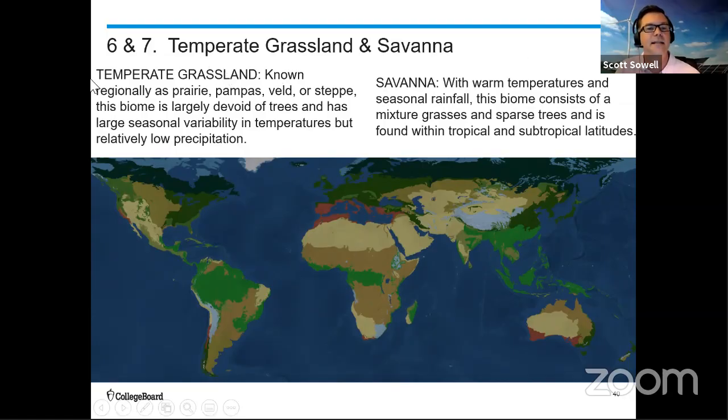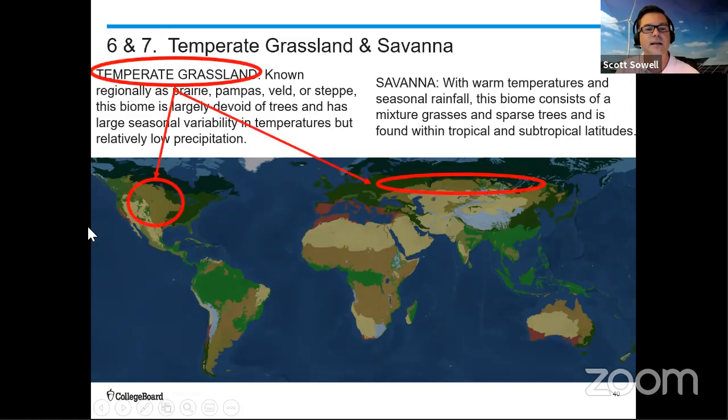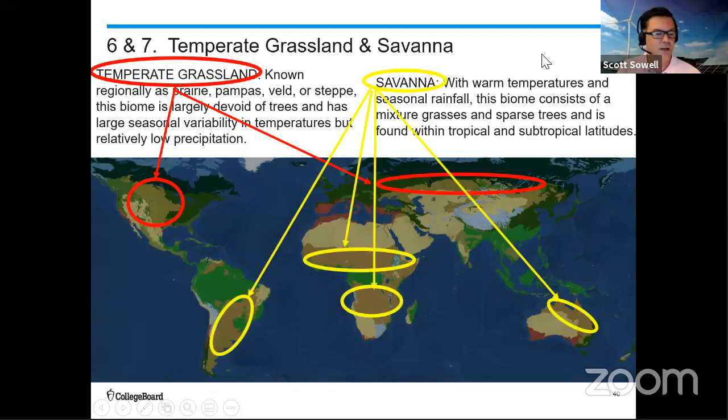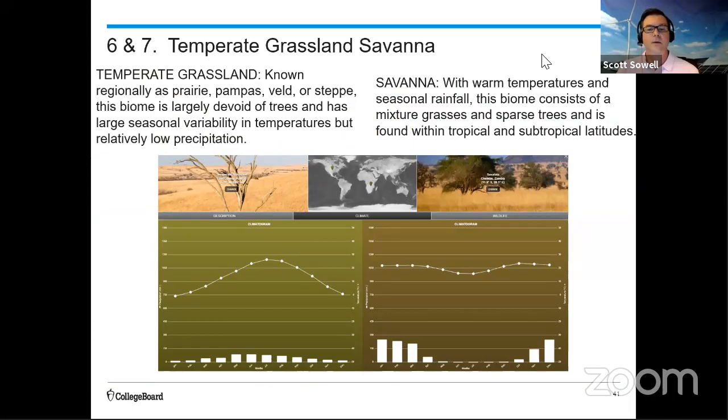So we have a grassland in the temperate region here, and then we have a grassland called the savanna in more tropical and subtropical regions here. So similar characteristics, but different locations. And we can see there are two climatograms here. So this is the temperate grassland, you can see there. And this is the African savanna, and you can see that. So we see much more of a seasonal rainfall event here in the savanna.